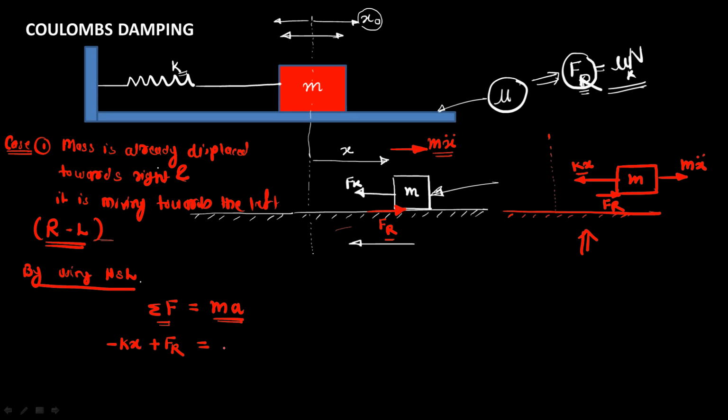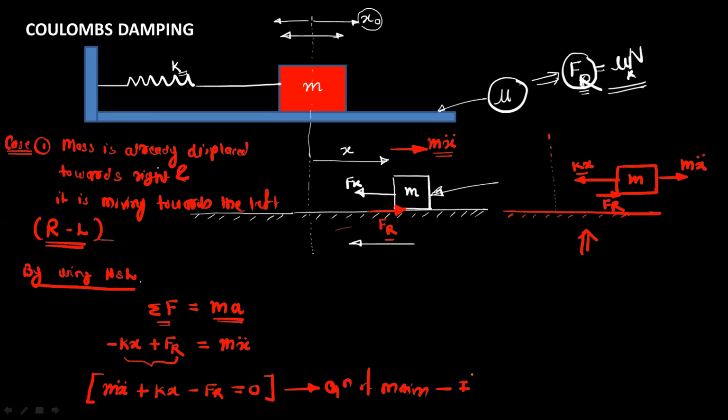It is on the right side, so it is positive. So this is mx double dot. Okay. So just take Kx and Fr on the right side. So we will get the equation as mx double dot plus Kx minus Fr is equal to 0. Okay. So this is the equation of motion for the Coulomb's damping when the motion starts from right side towards the left side. Consider this as equation 1.